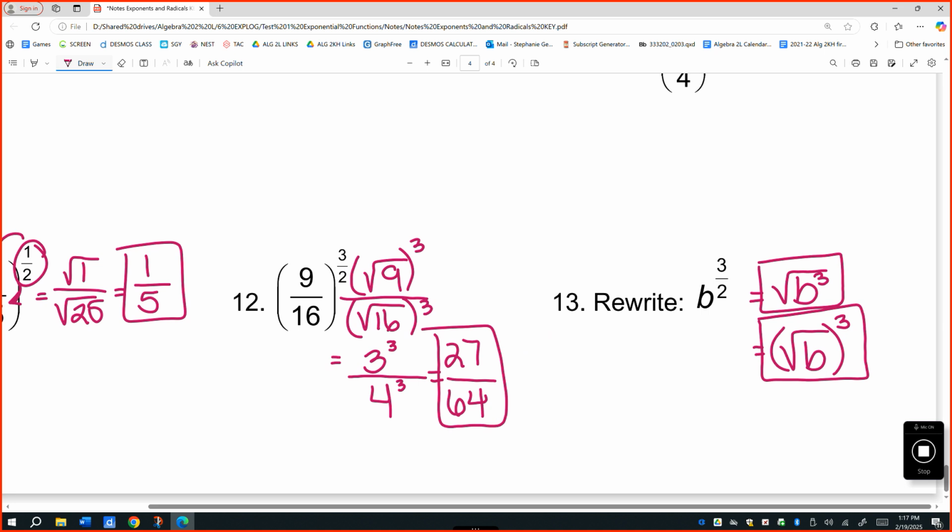And then another way is to look at this 3 over 2. Can we write that as a mixed number? 3 over 2, isn't that 1 and 1/2? I could look at this as b to the first times b to the 1/2 power. So I can pull out the whole number exponent and just have the square root of b to the first power as the other one. 3 different ways of writing the same thing. Okay?